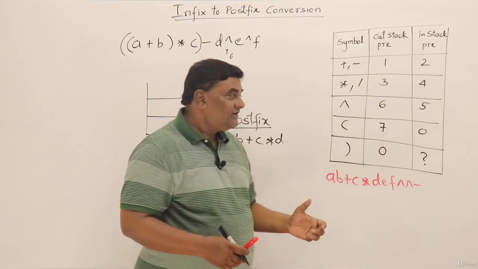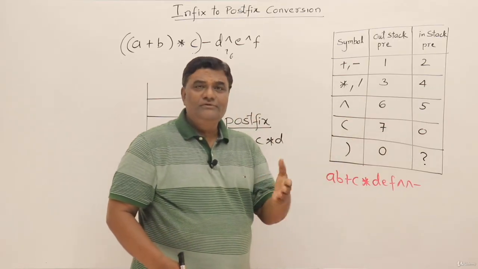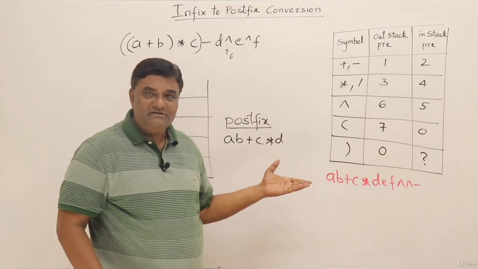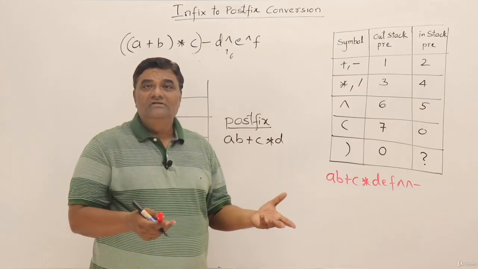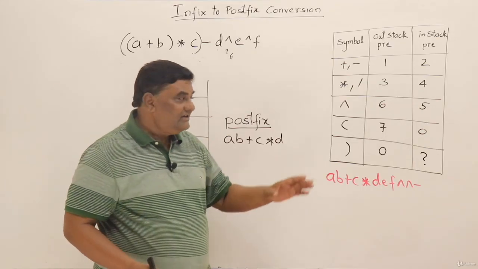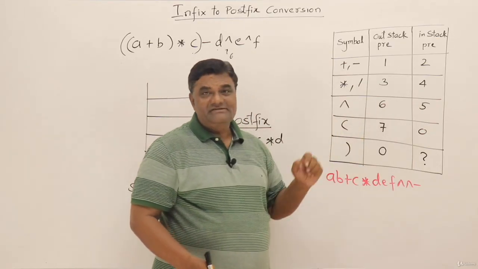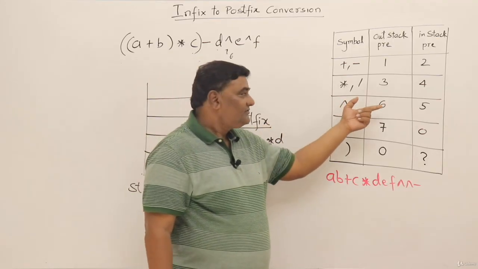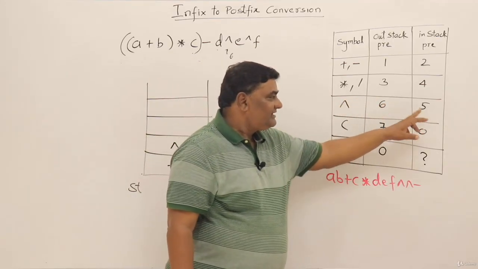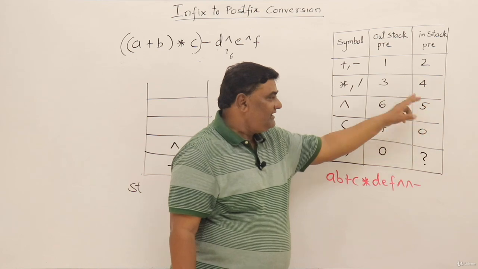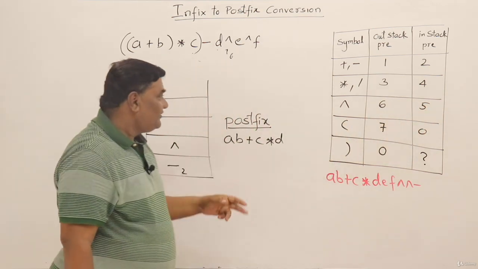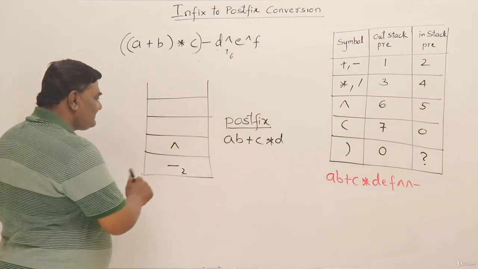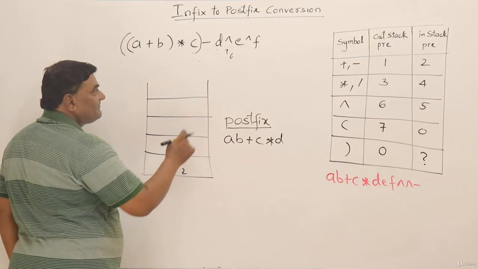If it is right to left, let it decrease. So if you want to add more operators, you can add them, and depending on the associativity, you can increase or decrease the precedences. See, power is right to left associative, so this is decreasing. It should be 5, 6, but it is written in reverse, that is 5 there and 6 here. So when it came inside, its precedence became 5.